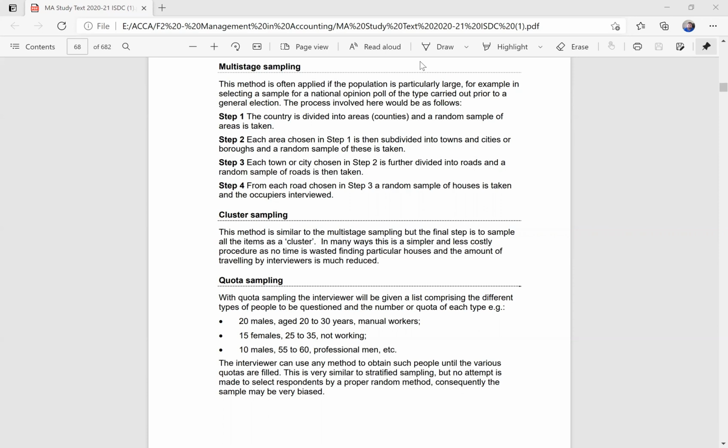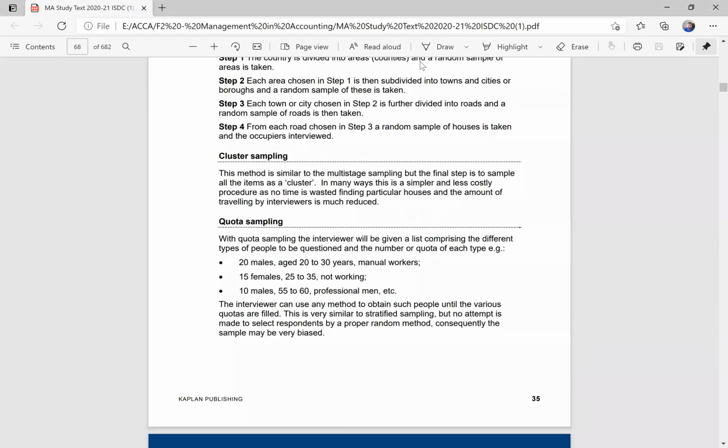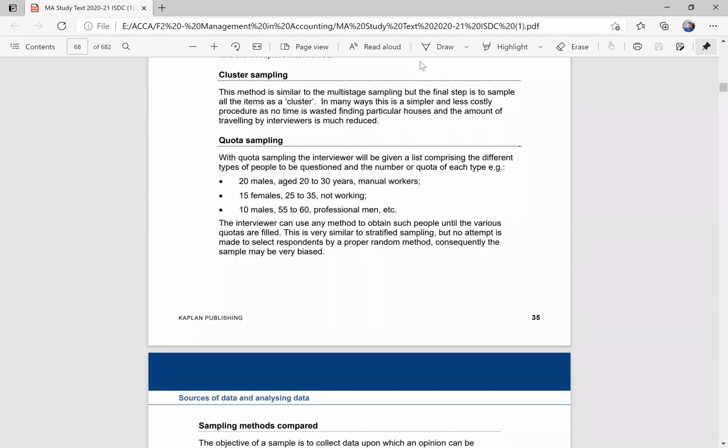And each town or city that is chosen in step two is further divided into roads, and a random sample of roads is then taken. And from each road, a random sample of houses is taken. So from the houses, you further divide it, and then you take a sample of the people that you want. This is multi-stage sampling. This is a very long process.